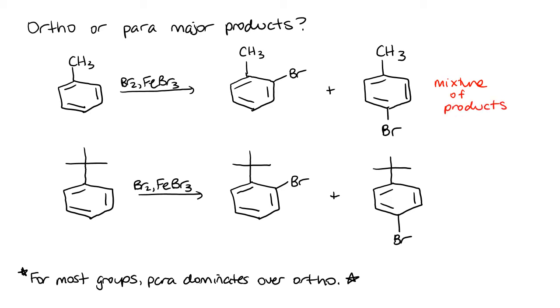So on a quiz or exam, it would be important to draw both products. However, if we use a bulkier group, such as this tert-butyl group, there's a lot of steric hindrance involved with this group. So even though we will form the ortho and the para products, we're very confident that the para is going to be our major product because there's too much steric hindrance with the tert-butyl group and the ortho position. So for the most part, for most groups, except for methyl, the para will dominate over the ortho product. Now, if you're unsure about which one is going to be the major product, you can always just draw both.